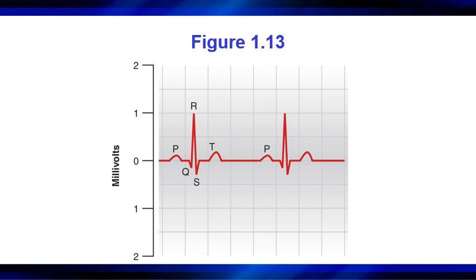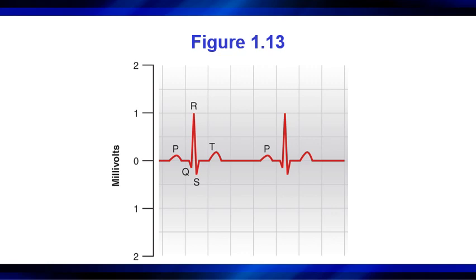So here is an electrocardiogram, and you are going to have to know the different parts of this. Looking at this, you have what's called the P wave, the QRS complex, and the T wave. These are representative of different parts of what's going on through the electrical conduction system in the heart.